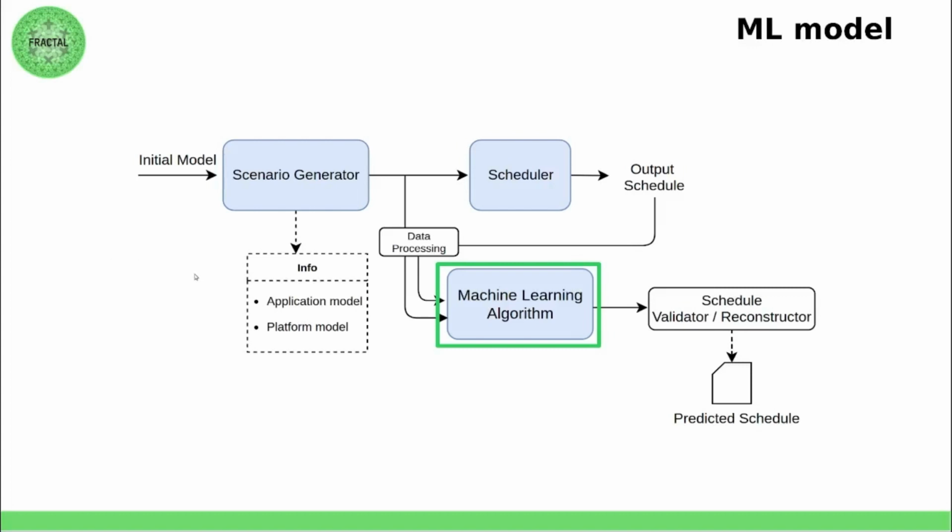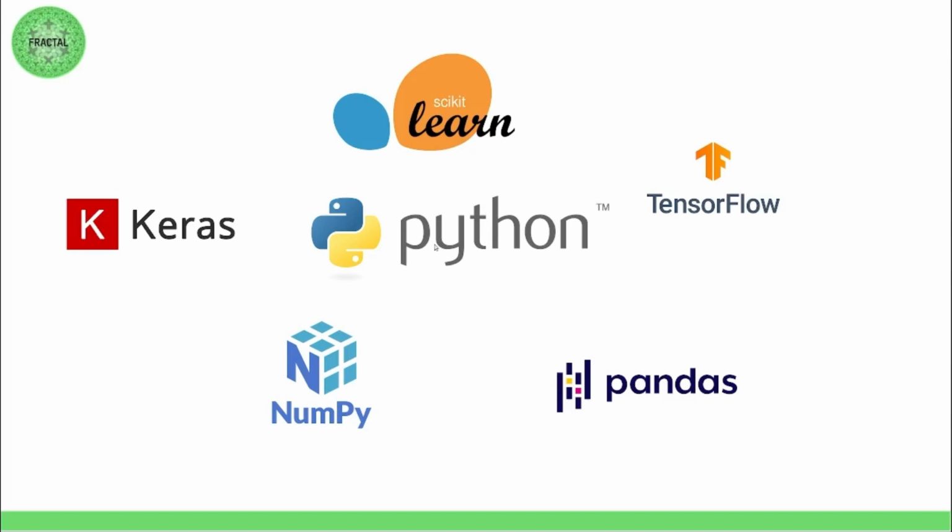The next component is the machine learning model. This component takes the files generated by both the scenario generator and the solutions from the scheduler. An intermediate step is needed in order to process the data, extract the information from the JSON files, and compute the features of each sample. For this component, we are using specific tools to help us with the data processing and the machine learning. Tools like scikit-learn, TensorFlow, Keras, NumPy, and Pandas. All these in the Python environment.